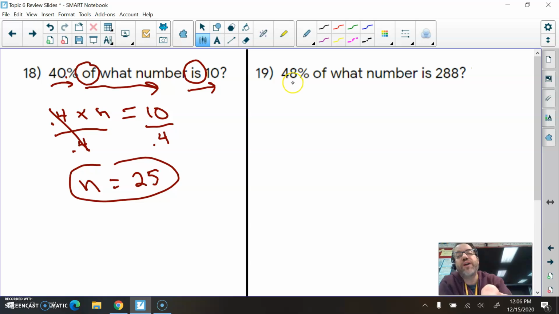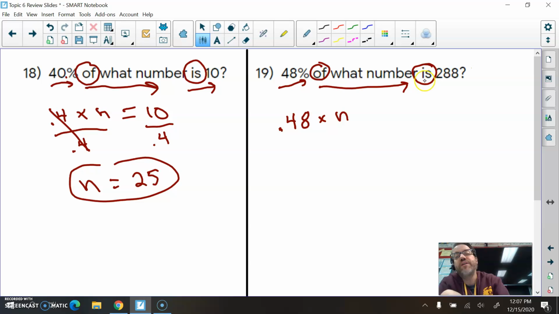Okay, so let's go ahead and translate these words into symbols. 48%, we need to write that in decimal form. So 0.48, that's 48% as a decimal. Move the decimal point left 2 spaces. Of what number? Remember, of and is are very important words. Of means times some number, I'll just call that number n, is 288. Is means equals. So equals 288.